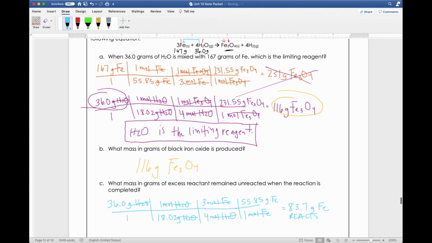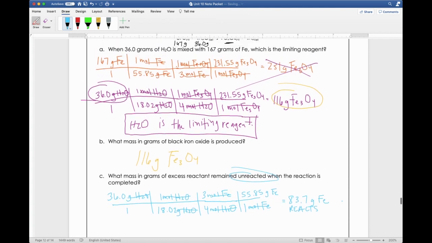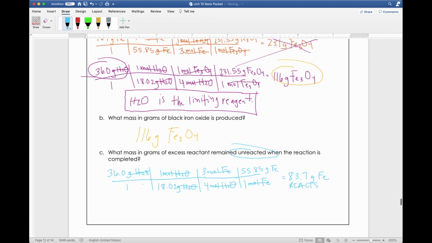The question's not asking for how much reacts. It wants to know how much is unreacted when the reaction is completed. So we have to consider how much is given to us. There's 167 grams total. So 167 grams of iron is available. From that, we're going to subtract how much actually reacts. That's the 83.7 grams of iron, which could tell us how much remains unreacted at the end.